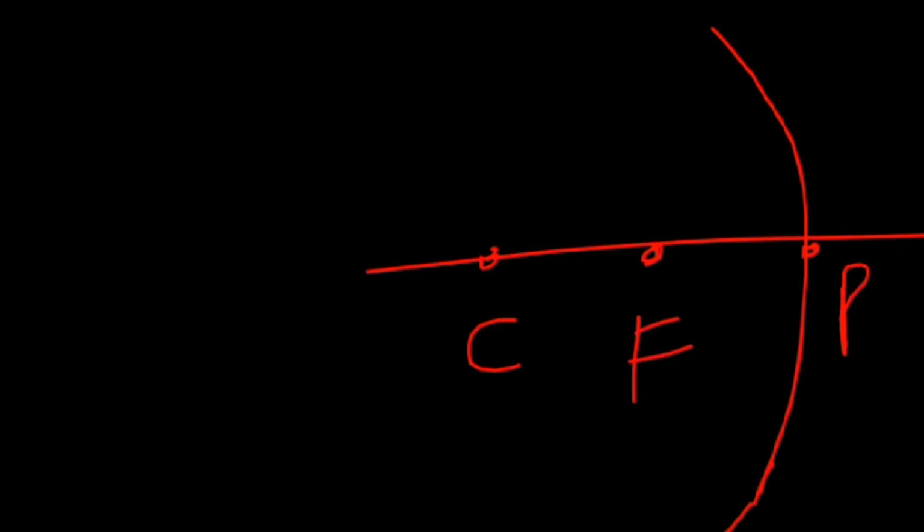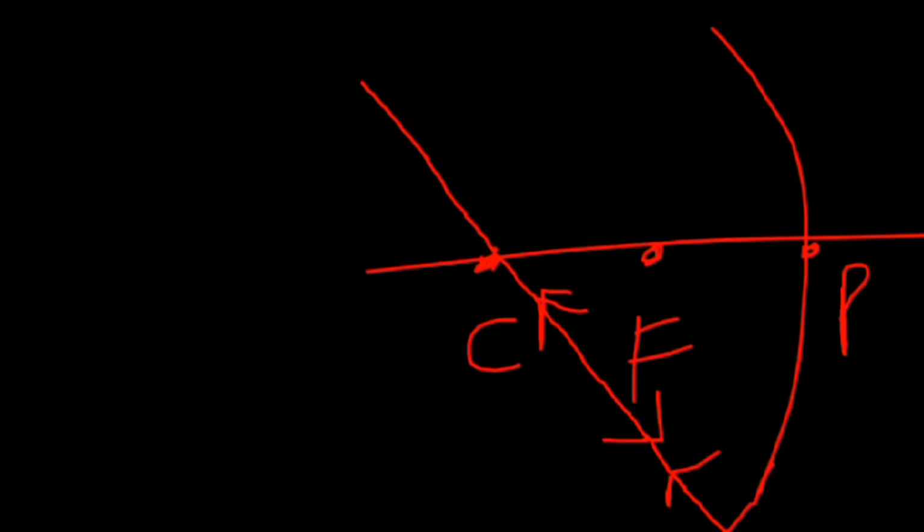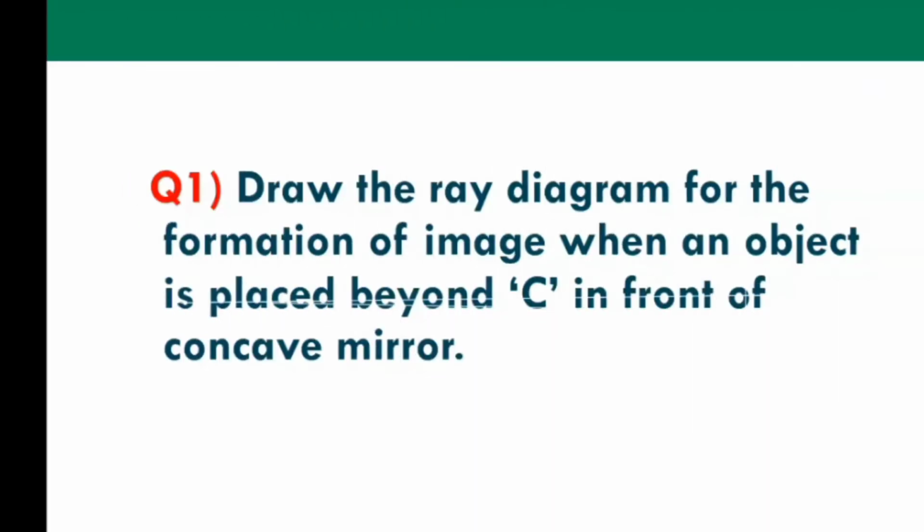When the incident ray of light passes through the center of curvature and strikes the mirror, then the reflected ray adopts the same pathway as the incident ray. Okay? So there are three rules, and we have to make the image formation according to these rules. Now let's see the first question.